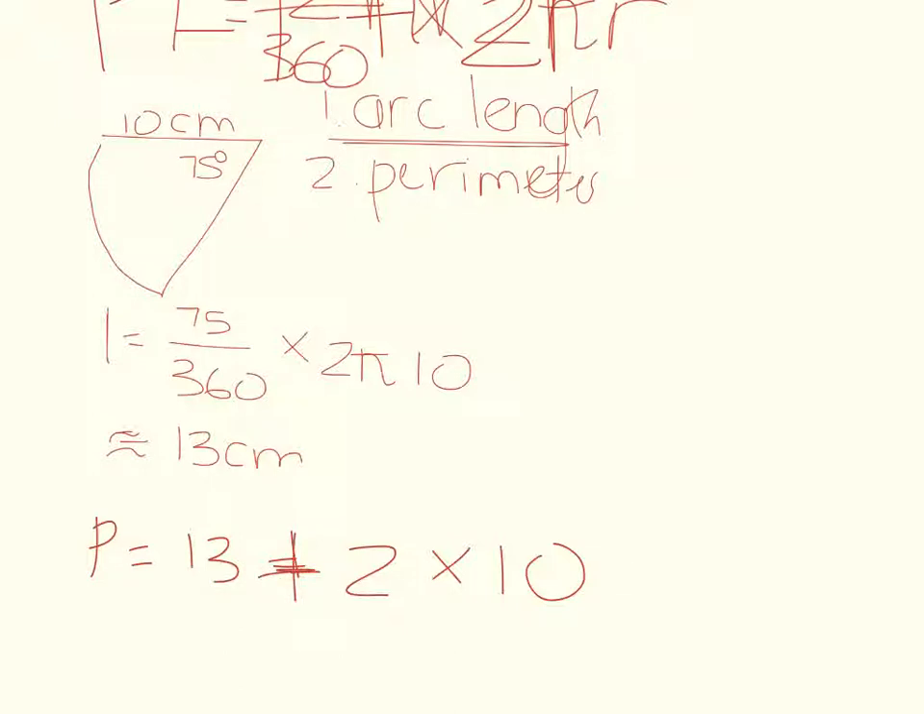Remember, you should actually do your 2 times 10 first, and then add on your 13, and your calculator is pretty clever, it does that anyway. So if you go 13 plus 2 times 10, you get 33. And so your perimeter is 33 centimeters. That's how you answer that one. It's not very complicated, but just make sure that you've got your formulas ready, and then you'll be able to do it. All right, go ahead.